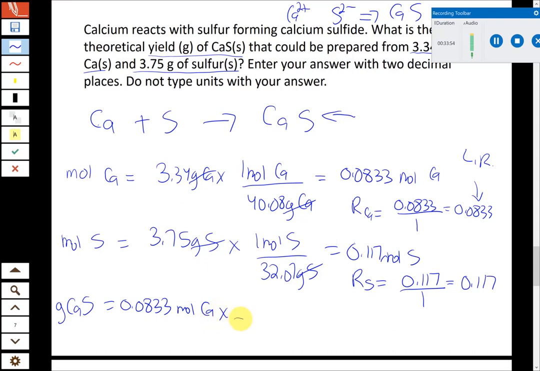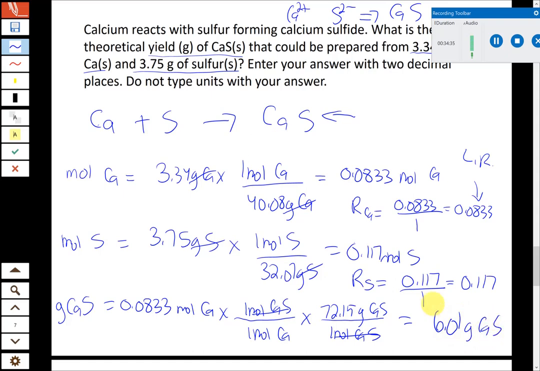And now we can use mole ratio. So we have 1 mole of calcium sulfide forming for every 1 mole of calcium that reacts. And then to find grams of calcium sulfide, we have to use its molar mass, which is just the sum of the two atomic masses. So that's going to be something like 72.15. So we have 72.15 grams of calcium sulfide in 1 mole. And so that's going to be our last step to figure out how many grams of that product we form. And so what we get is 6.01 grams. So this is the maximum amount of calcium sulfide we can form.